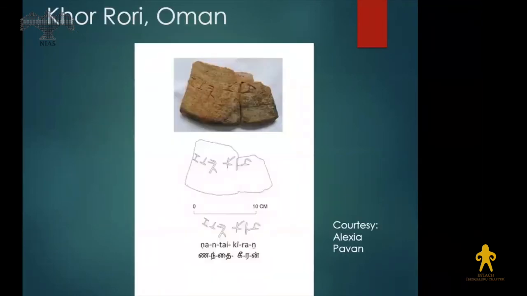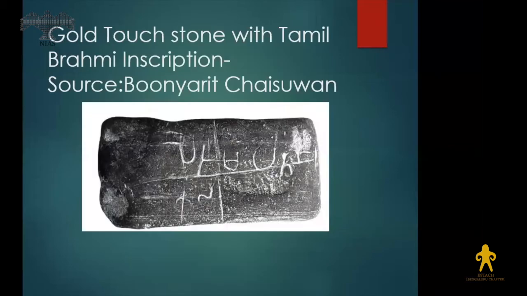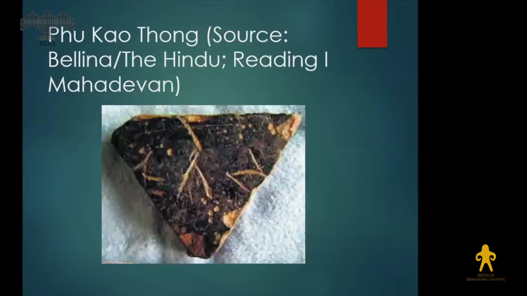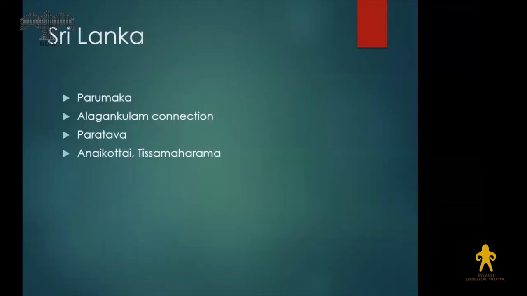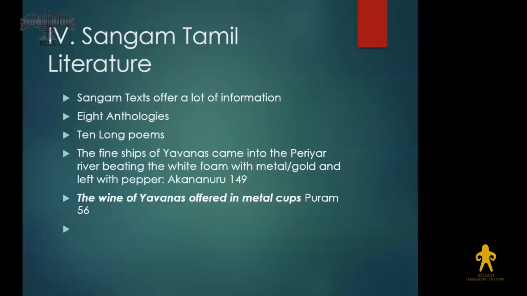This is the site of Khor Rori, what was known as Sumhuram. At this site they found a pottery inscription reading Nandai Kiran. It could be the name Kannandai, very typically Tamil. This is a gold touchstone found in Thailand. This reads Pirtan Kal. And this is from Thailand. I'll skip. We also have evidence for contacts with the other regions.